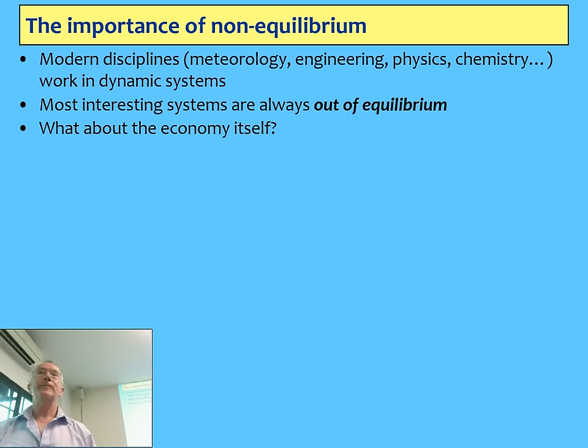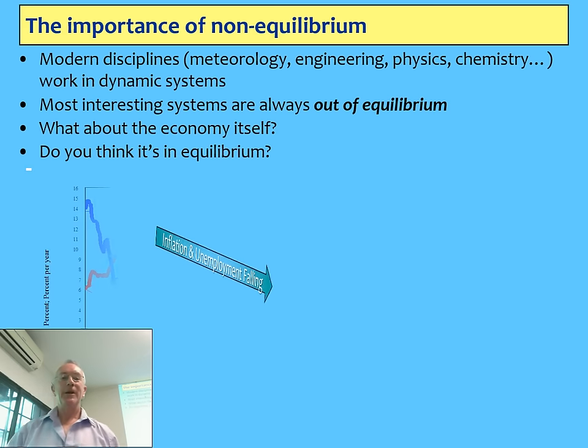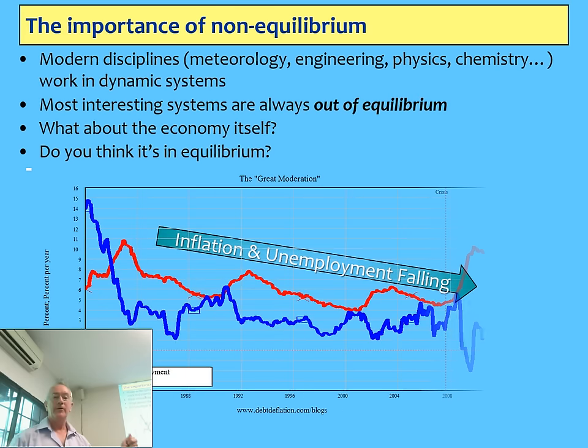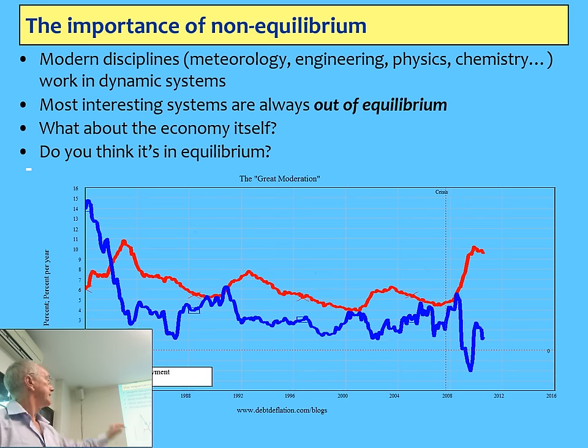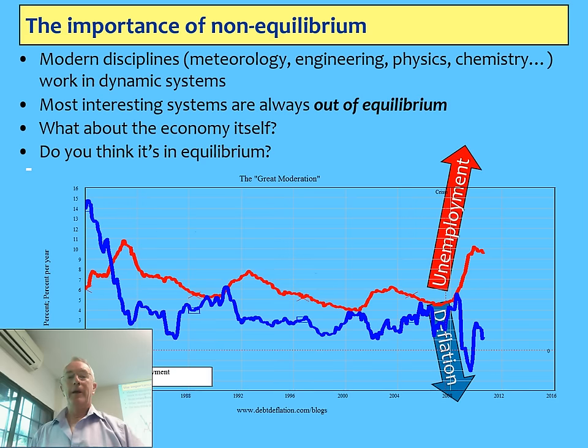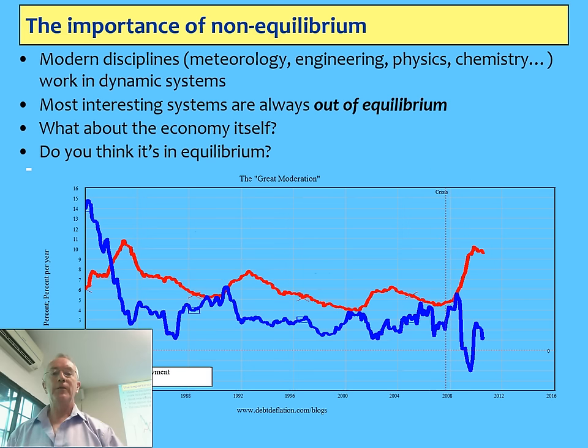So what about the economy? Do you think that's in equilibrium? Okay. It's nonsense to say it's in equilibrium. This is looking at the American economy from 1980 to 2011, and what you can see is the blue line is the inflation rate and the red line is the unemployment rate over time. And what economists like Janet Yellen and Ben Bernanke saw was the system heading towards equilibrium. And then bang, that happened. Unemployment exploded in the financial crisis. Inflation became deflation. So what they've missed out on, they didn't see this coming because they think in equilibrium.